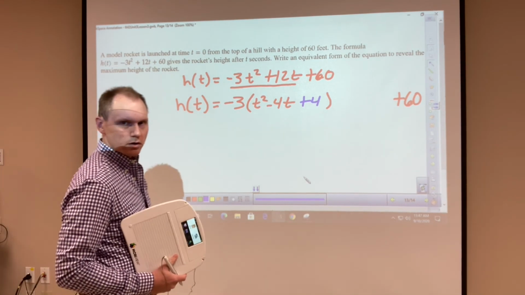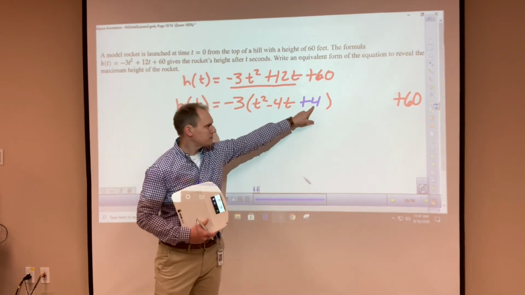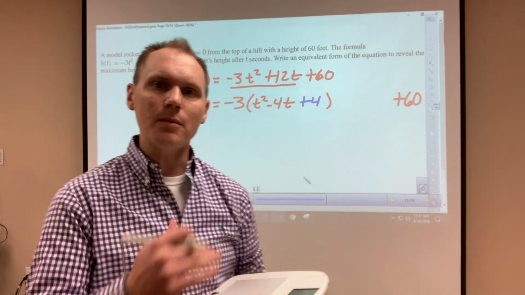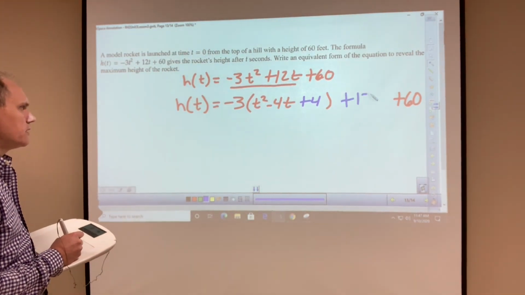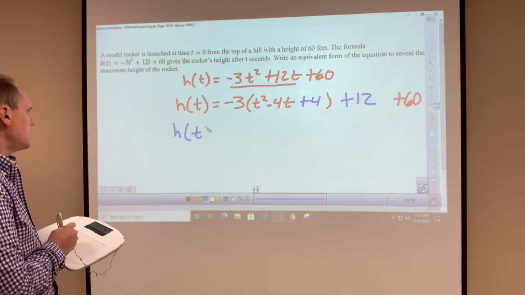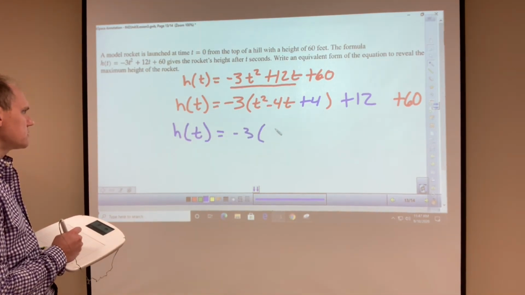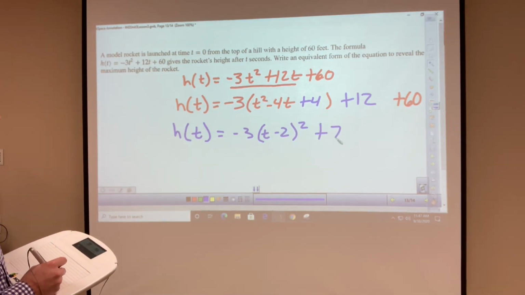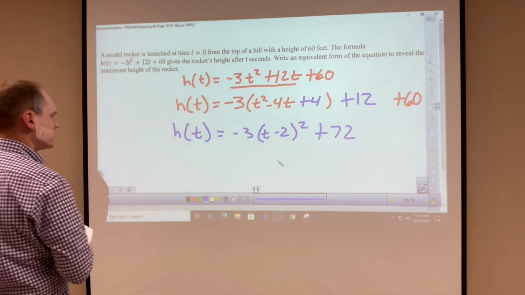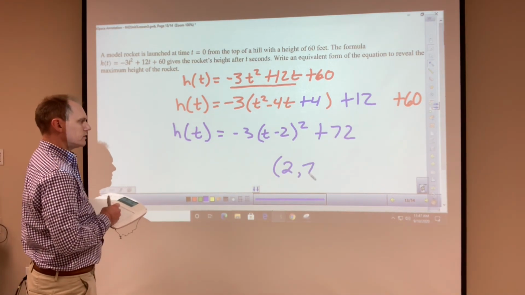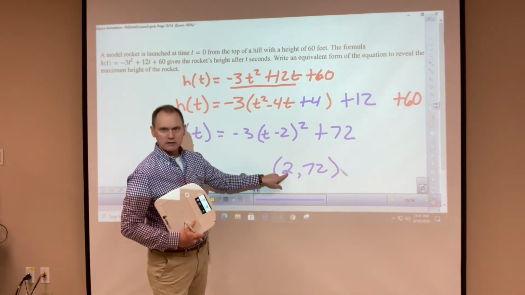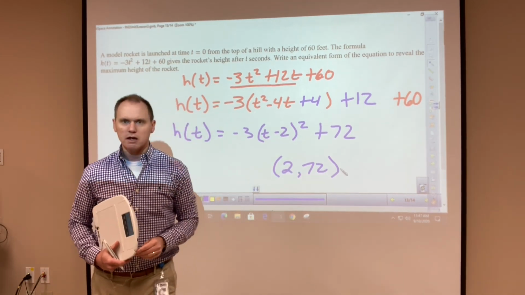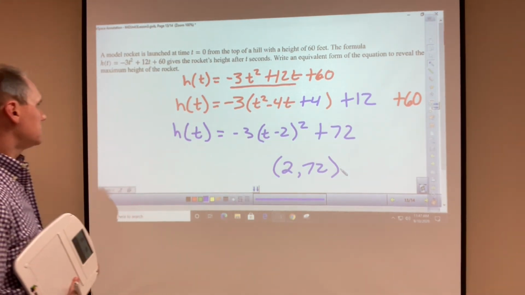But it's not really a 4, right? It's a negative 3 times a 4, which is negative 12. So I'm changing it by negative 12. So to compensate, I need to add 12 on the outside. That's going to give us h of t equals negative 3 times t minus 2 squared plus 72, which gives us a vertex of (2, 72), which means after 2 seconds, the maximum height of the rocket occurs, and that is 72 feet.